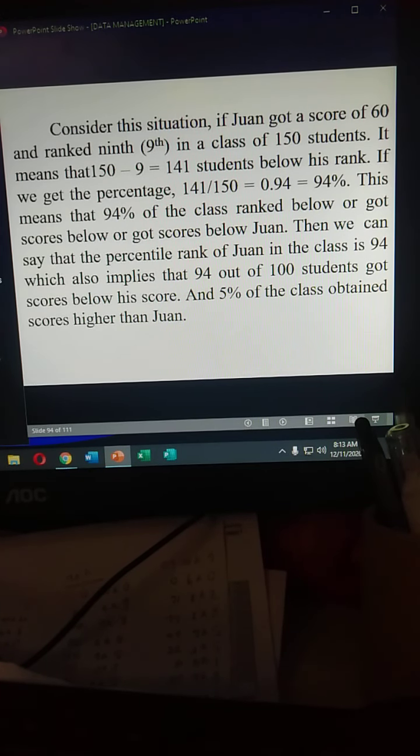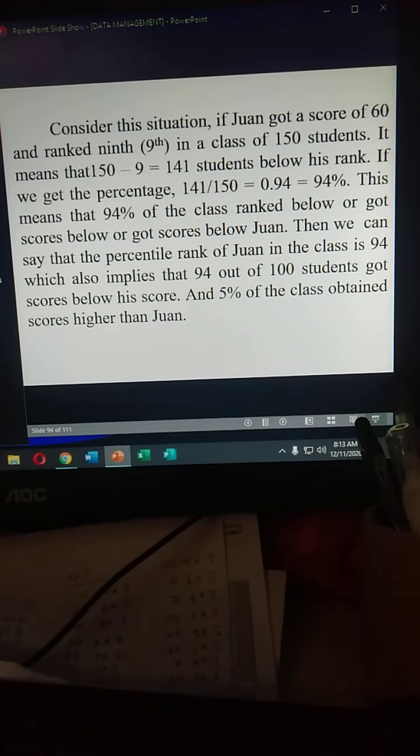Okay, if we get the percentage, you have 141 divided by 150 and that is 0.94, or times 100 kasi percentile. So times 100 we have 94%. This means that 94% of the class ranked below or got scores below Juan. Then we can say that the percentile rank of Juan in the class is 94, which also implies that 94 out of 100 students got scores below his score and 6% of the class obtained scores higher than Juan. Okay, magulo ba? Okay. So, ayusin natin.